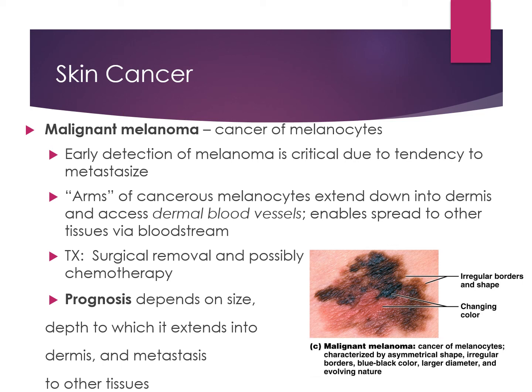That's how they distributed the melanosomes to keratinocytes. The arms of those cancerous melanocytes can extend down into the dermis from the epidermis and access blood vessels. This enables their spread to other tissues via the bloodstream. Treatment usually consists of surgical removal and possibly chemotherapy. The success of those treatments is determined by the size and the depth to which the malignant melanoma tumor extends into the dermis and metastasizes to other tissues.